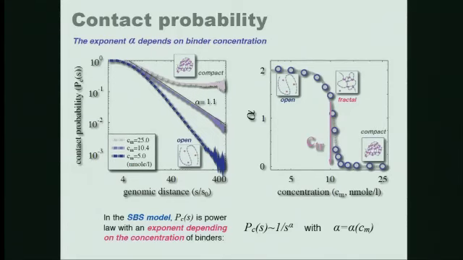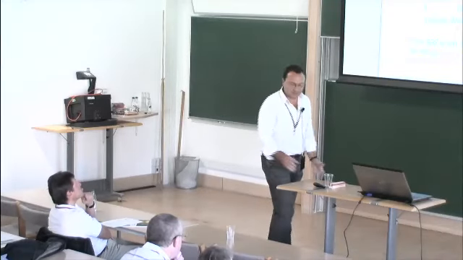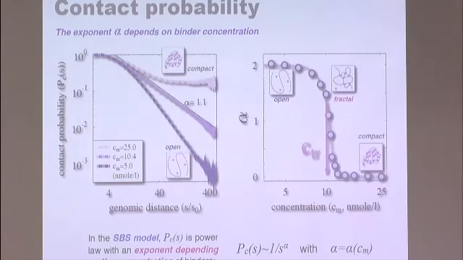Now, how does all this compare with the Hi-C and FISH data? On the left in my slide, I have the contact probability for the strings and binders model. And as you know, the contact probability distribution depends on which phase you are in. If you are in the open regime, your contact probability is the blue one, a power law with an exponent, which in this model is 2.1, because this is the self-avoiding walk exponent.